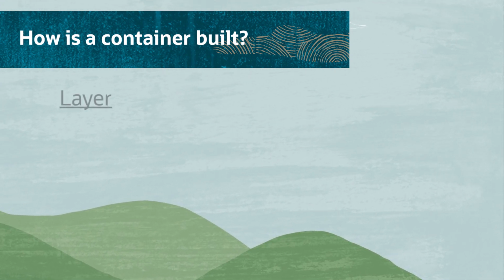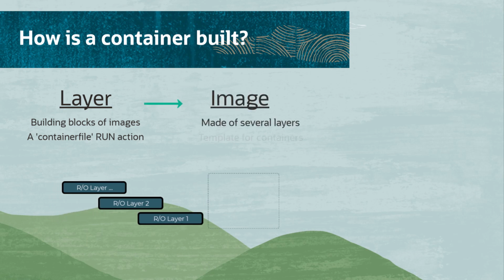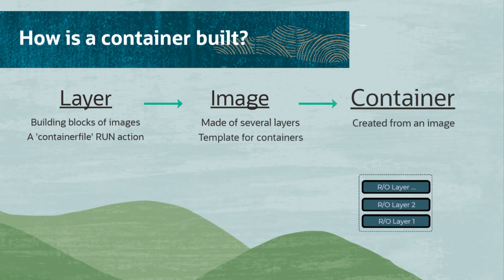Layers are used to build the images from which containers are created, so layers are like the building blocks of images. Layers are created as a read-only copy and are the result of running the image building instructions found in a container file. These layers are then collated together into an image. Once created, the image is used as a template which can then be used to create or run a container.